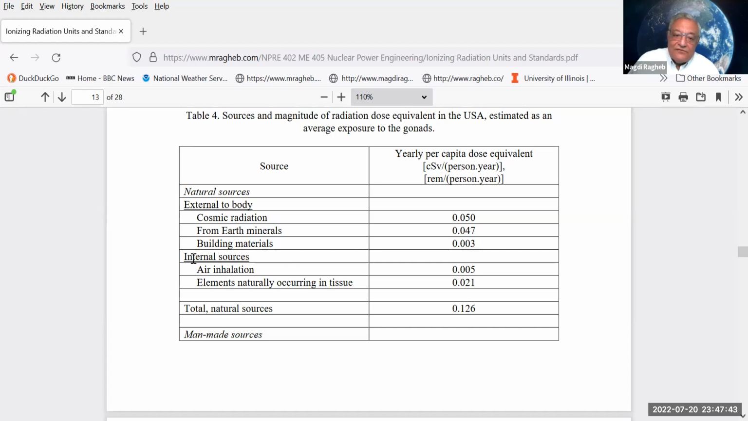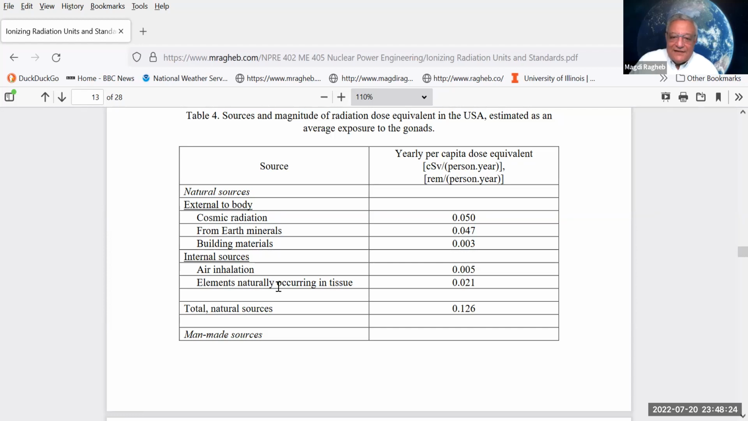Now, remember that we also have sources in our body. These 3 sources here are external to the body. These are 2 sources internal to the body. Air inhalation would be the inhalation of radon, the radon isotope 220 coming from the decay of thorium, and the radon-222, which results from the decay of uranium-238. And that would be primarily from the building material. So that is a small amount, 5 millirem per person per year.